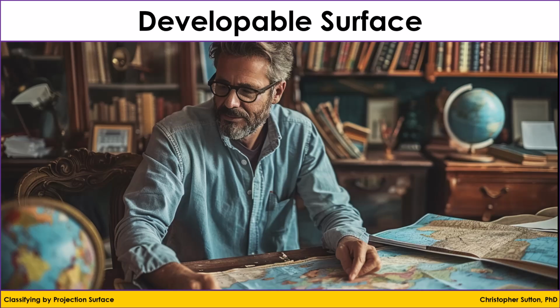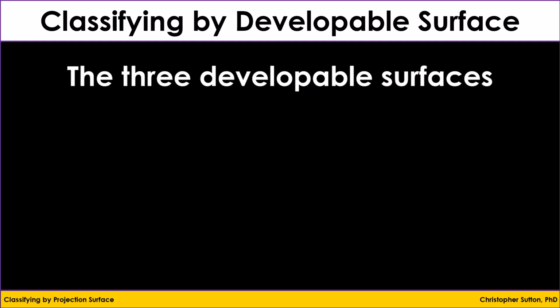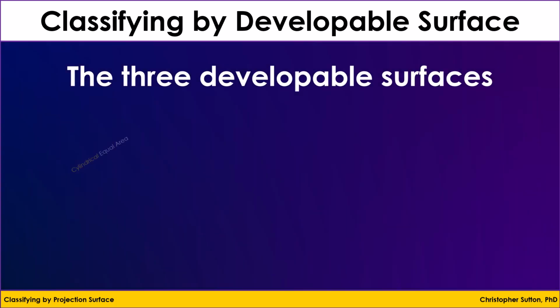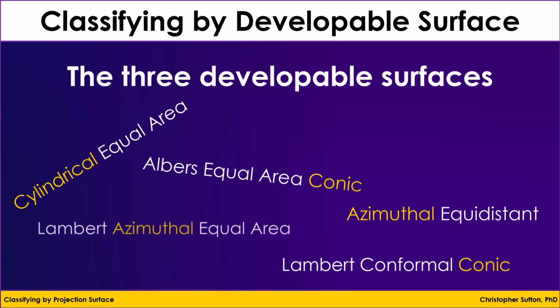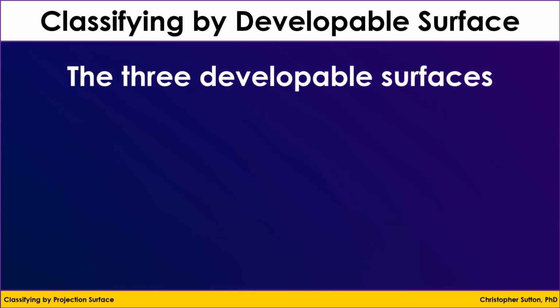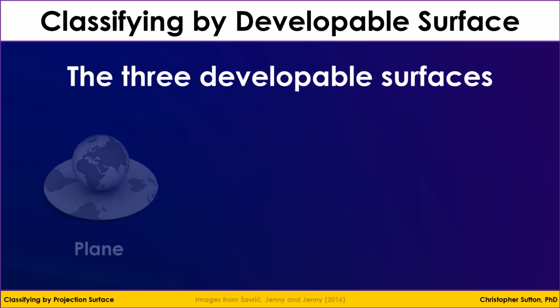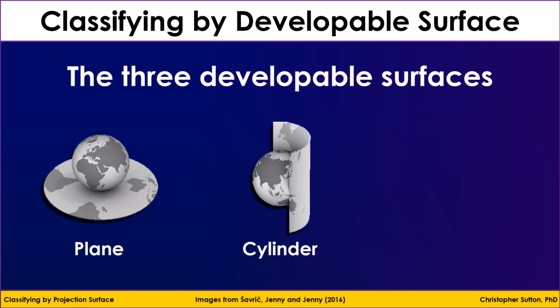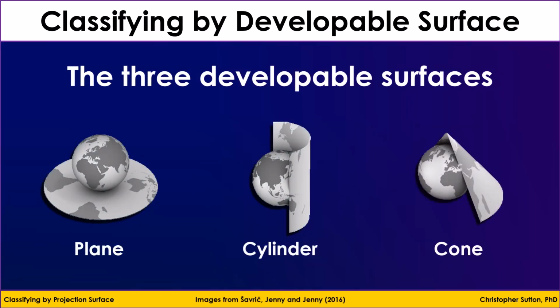While we rarely use physical media for developable surfaces, examining the projection process in the context of various surfaces helps us understand what happens during the projection process. There are three primary developable surfaces used in the map projection process, and you often see the surface type included in the name of the projection. The developable surface types are a plane, a cylinder, and a cone.